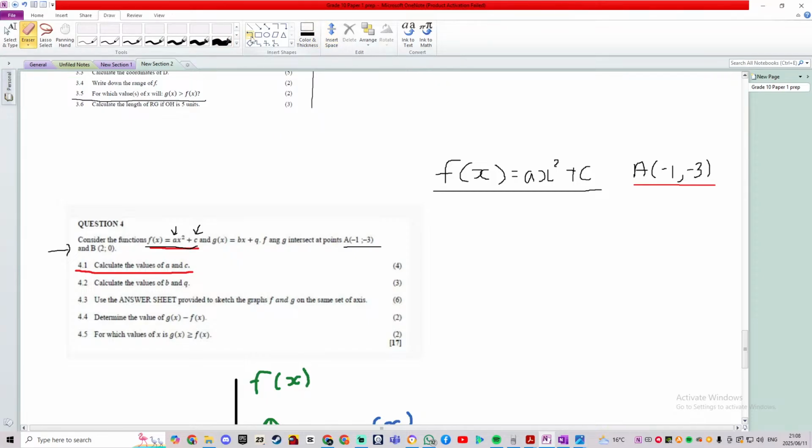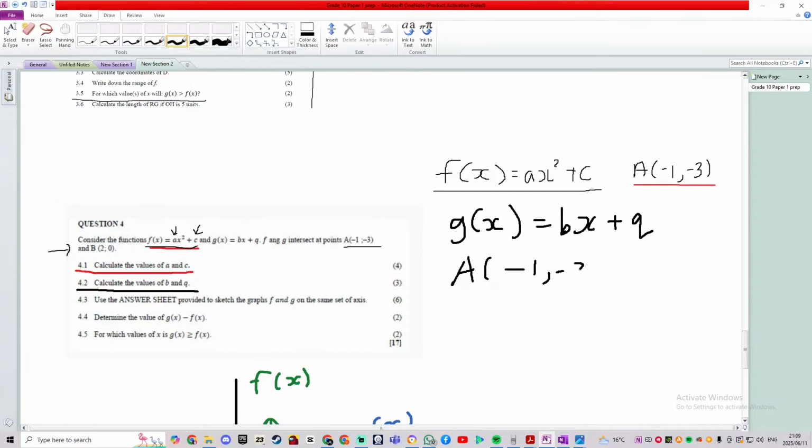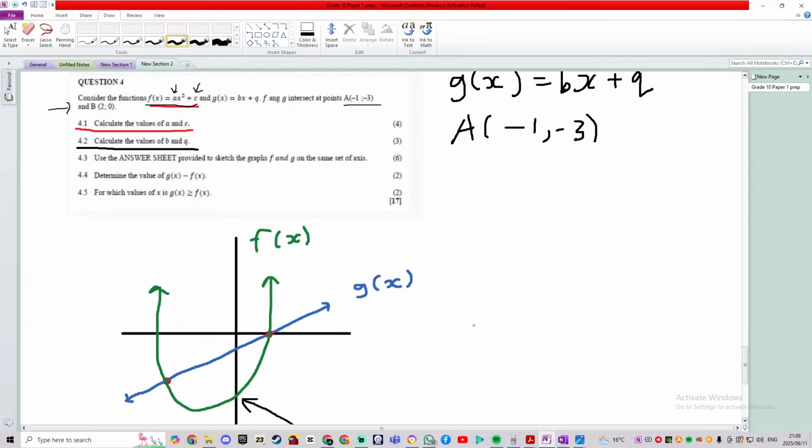Right. Now we need to find p and q. Similarly, we have g of x equals px plus q. Again, we're going to do the same thing. We're going to substitute the point A in the simultaneous equations. I wonder if there's a quicker way.